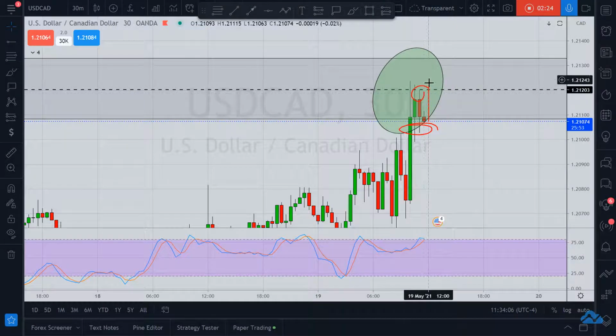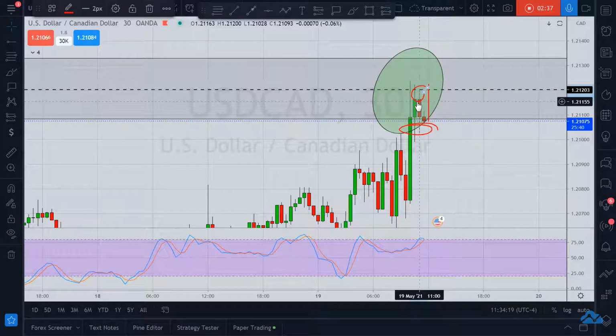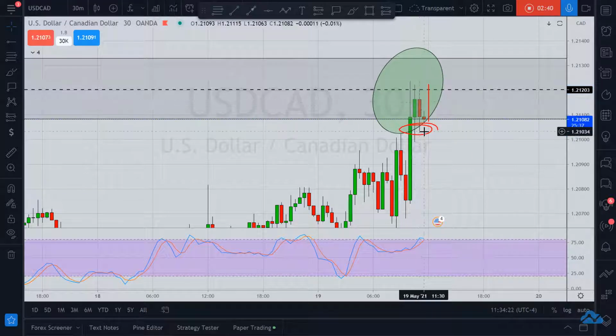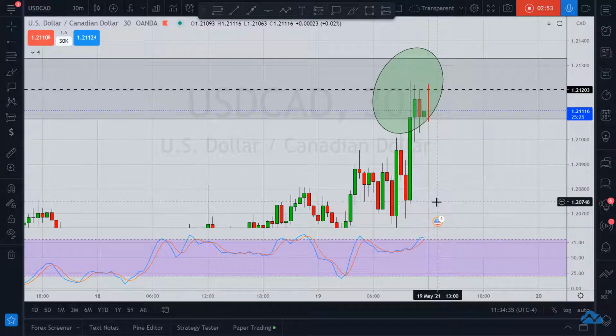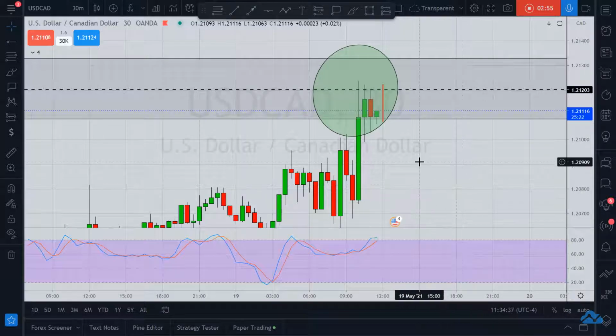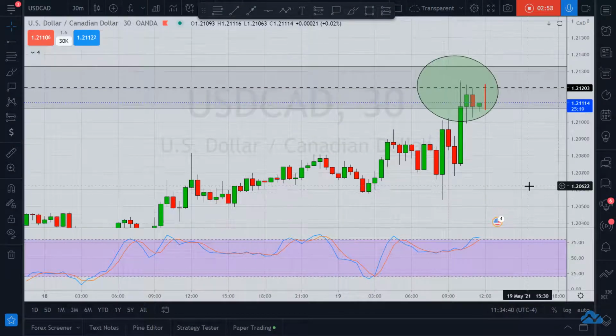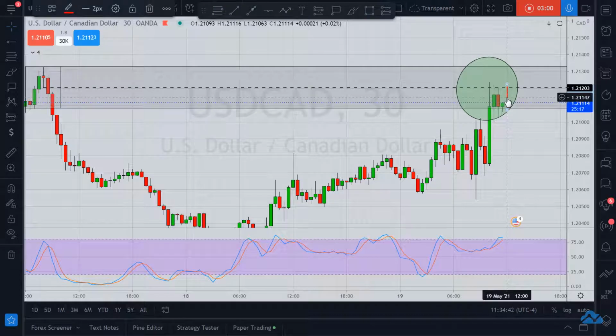Okay, so what we're looking for is those wicks of rejection. We want those wicks of rejection like we see here. We want to see those little wicks of rejection, the little dojis, and then that bearish engulfer. If we get the bearish engulfer or that momentum candle to take it down to downtown, then that's what we're waiting on, right? The name of this game is patience.